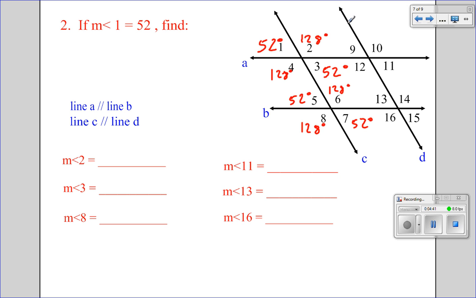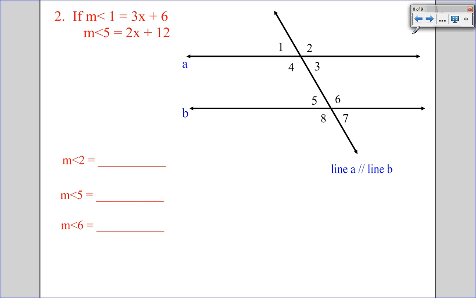Now let's jump over to this side. These two lines cut by this transversal. If angle 1 is 52, the corresponding angle to angle 1 is angle 9, which will also be 52. Or you could have said same side interior angles equal 180, which makes this 128, 128, and 52. When we jump down here, alternate interior angles 52, 128, 128, and 52. And this worked, of course, because both sets of lines were parallel.